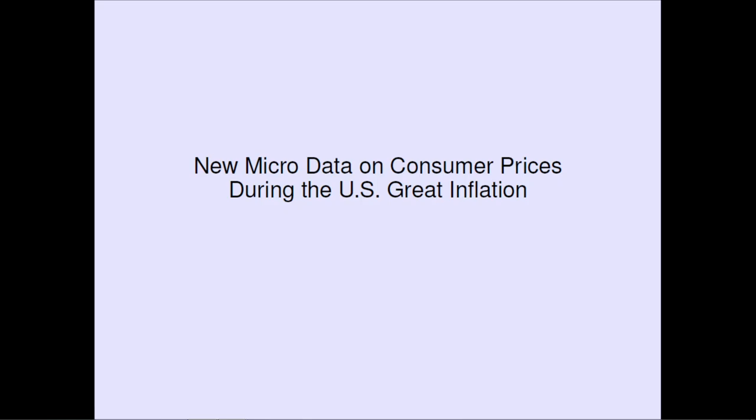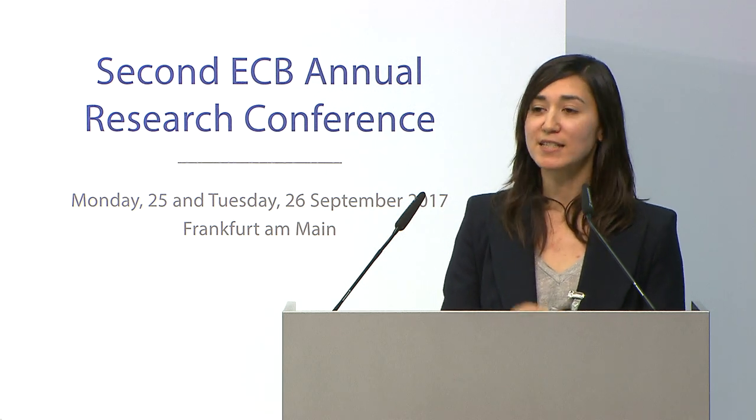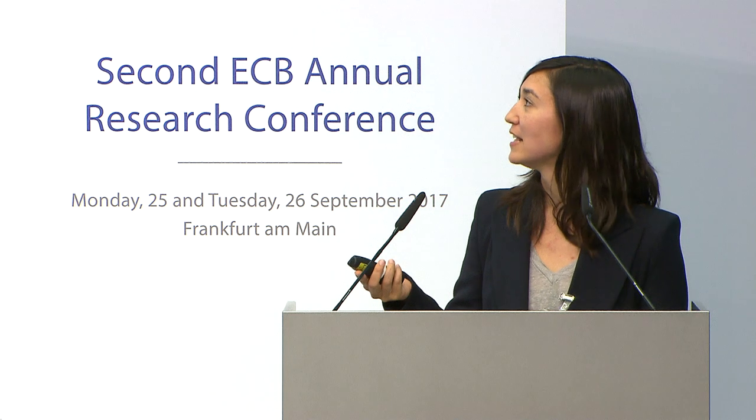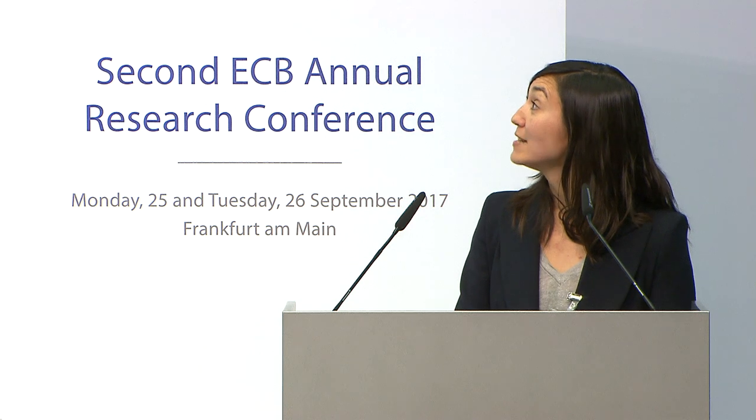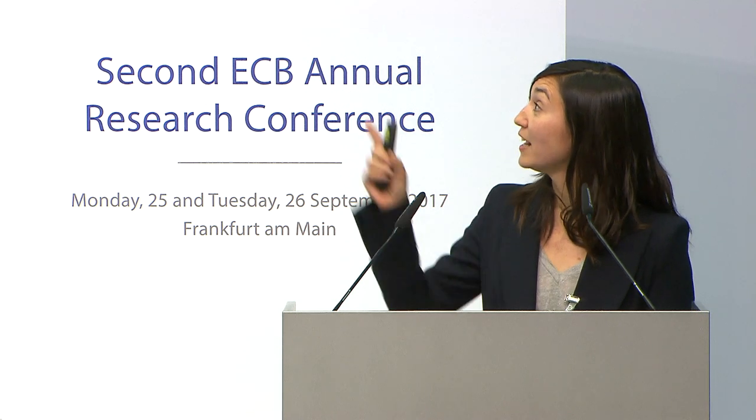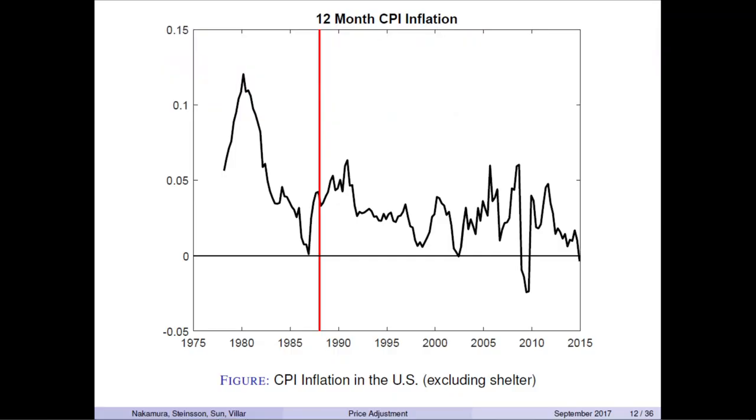Okay, so now let me talk to you a little bit about the data set. This was sort of an epic data construction process. I want to tell you a little bit about the process, as well as give you a sense of some of the important features of constructing this data set, because there were some data quality issues that we had to overcome. As I mentioned, the contribution of our new data was to go back in time relative to the original beginning of this CPI microprice data in 1988, and add these years going back to the late 1970s, to capture this period of the US great inflation.